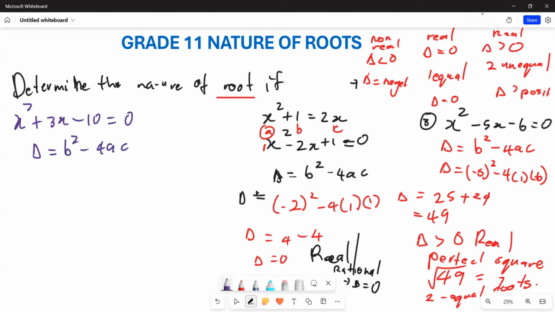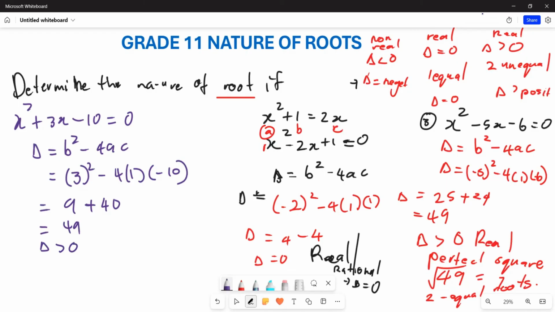What else are we going to do from here? What is going to be your delta? Your delta is going to be the same as 3 squared subtract 4, where a is 1 and c is negative 10. And this is the same as 9 plus 40, and 9 plus 40, again, you're getting 49. Can you see that your delta is greater than 0? And if this is greater than 0, which means your root is going to be real.